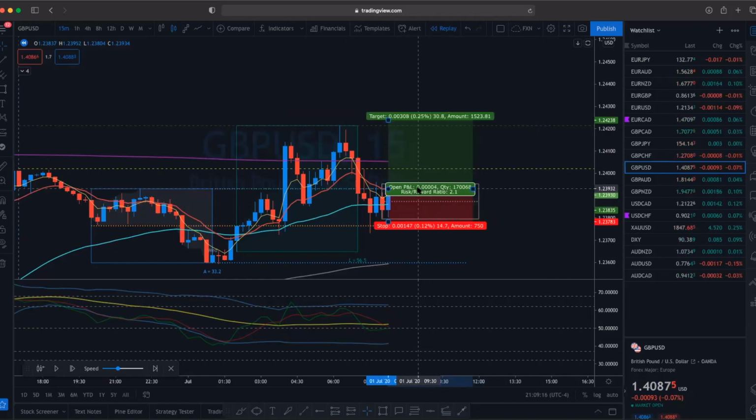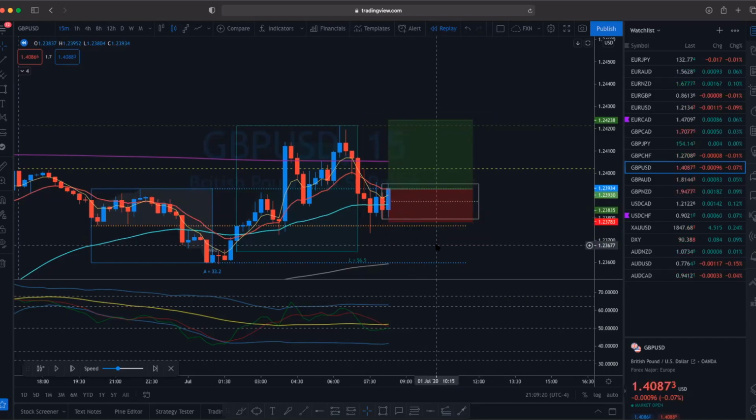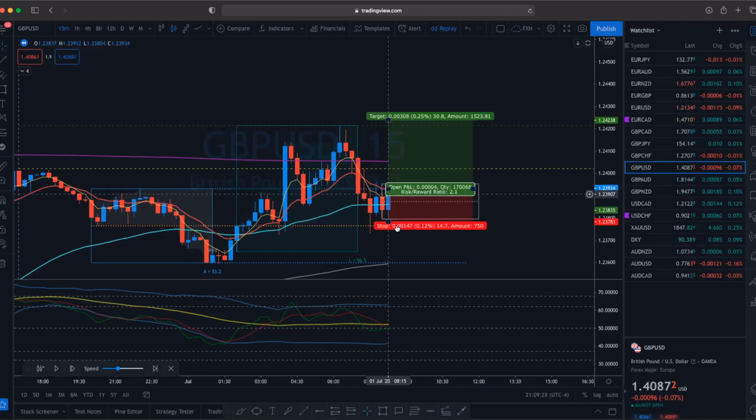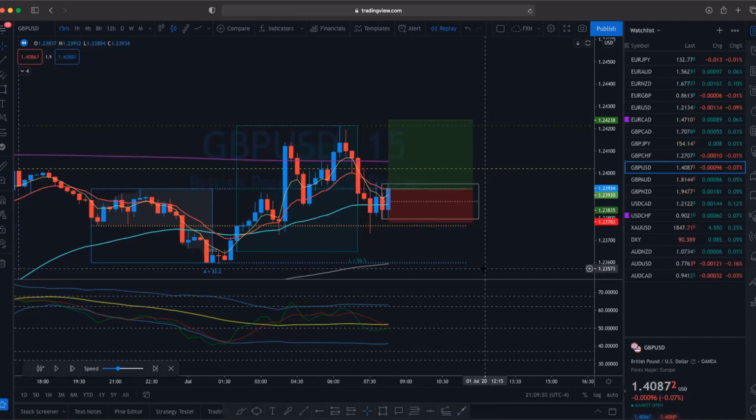If they take you out, they'll take you out in the next 2 or 3 candles. You'll be out pretty quick. And that's fine. Let them take you out quick, so you're not sitting there for 8 candles.